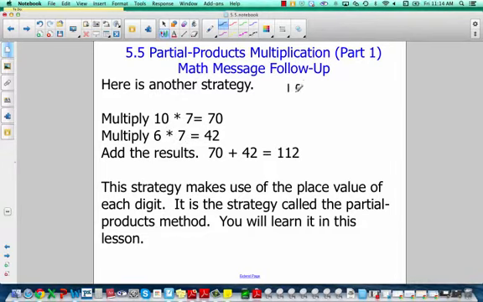Or if I look at it this way, I have 10 and 6 equals 16. The 10 comes from the tens column, and the 6 comes from the ones column. I know that 10 times 7 is 70, and I know that 6 times 7 is 42, and I'm going to add them together. We're going to do this today, and it's called the partial products method.